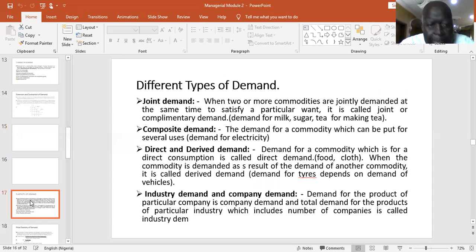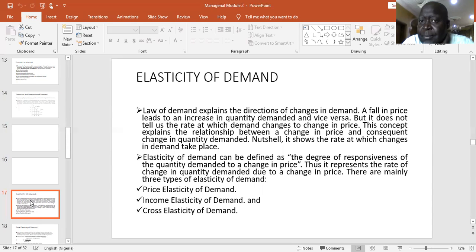We are done with the demand concept. We are now going to take a look at elasticity of demand. We told you that quantity demanded changes with the change in price. If something is being sold for 10 naira and the price is increased to 15 naira, we expect the quantity demanded to reduce because the price has gone up. Or if the price is 10 naira and now becomes 7 naira, we expect the quantity demanded to increase. But by what percentage?